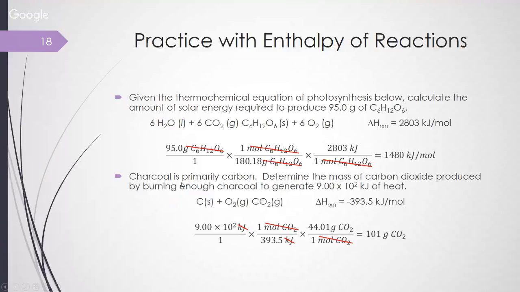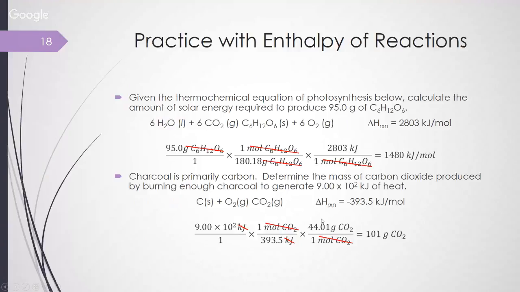Charcoal is primarily carbon. Determine the mass of carbon dioxide produced by burning enough charcoal to generate 9.00 times 10 to the second kilojoules of heat. So now I'm going to start with energy and end with mass. Notice that my delta H of this reaction is negative. This tells me that the reaction is exothermic, or the energy is exiting the system. So I start with my given information, which is energy. I then look at my relationship: for every 1 mole of carbon dioxide that I produce, I get 393.5 kilojoules released. So this is my first setup for my conversion.